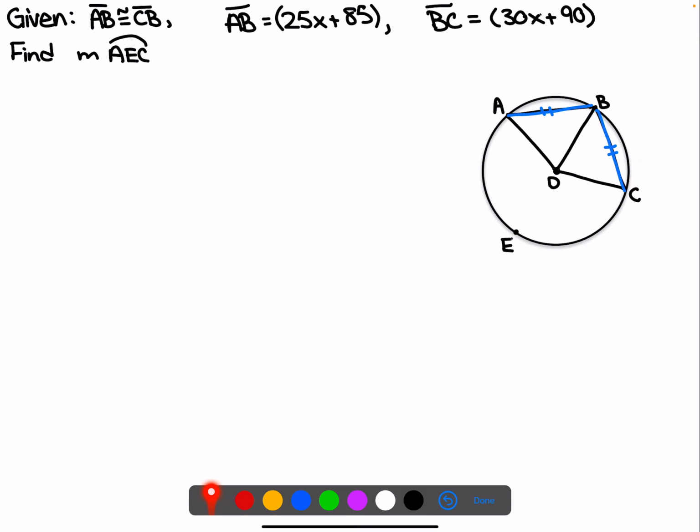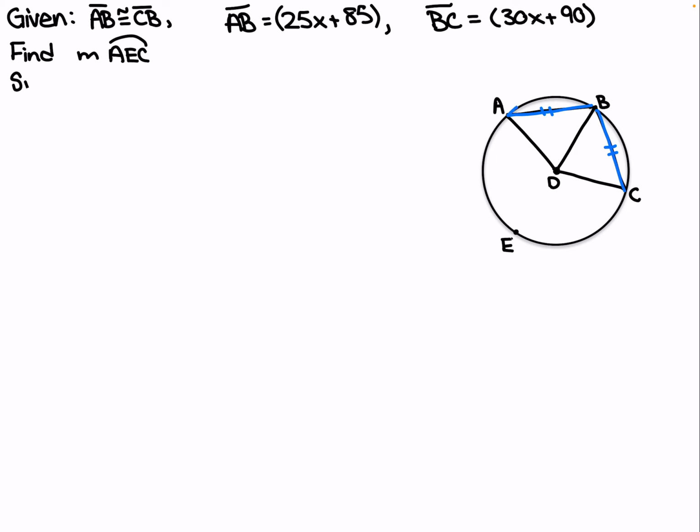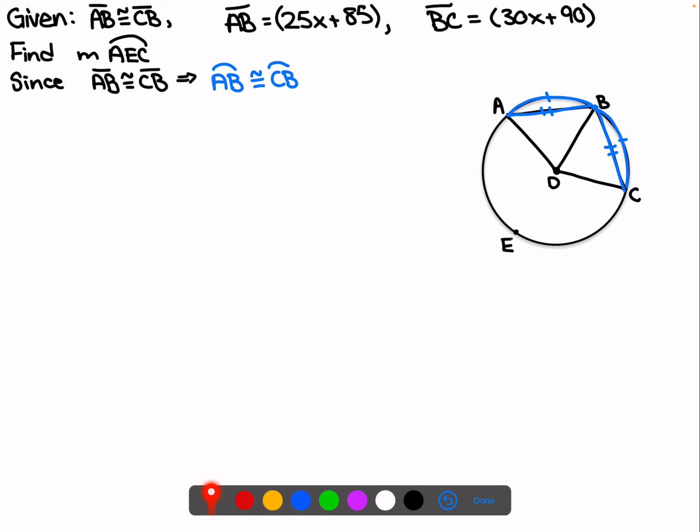So here's our final problem of the day. We're given that AB is congruent to CB. We have AB equal to 25x plus 85, and BC equal to 30x plus 90. We want to find the measure of arc AEC. So getting started here, first off, if I know that the chords are congruent, then I can say that the arcs are congruent. So arc AB is congruent to arc BC.